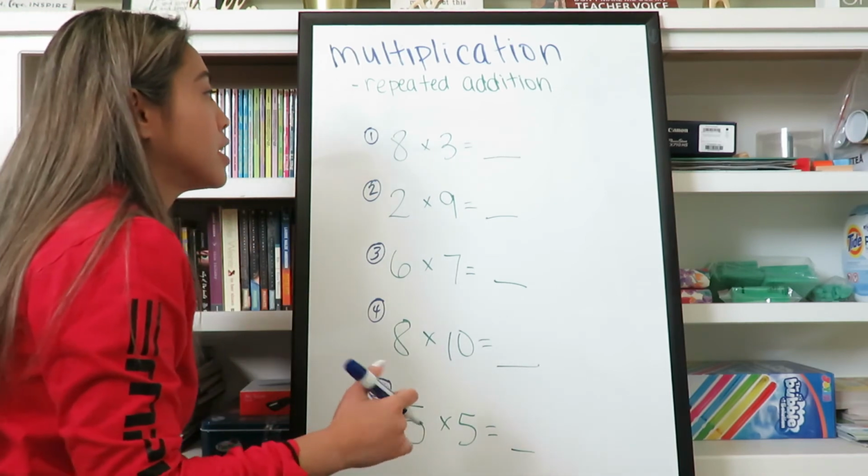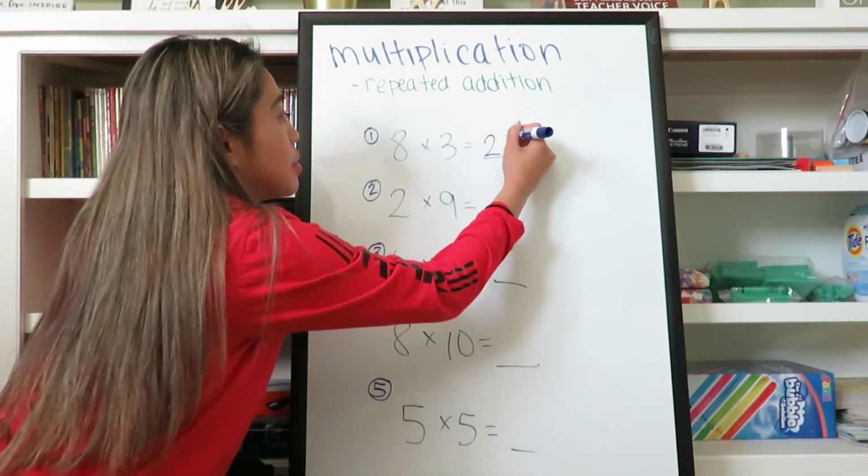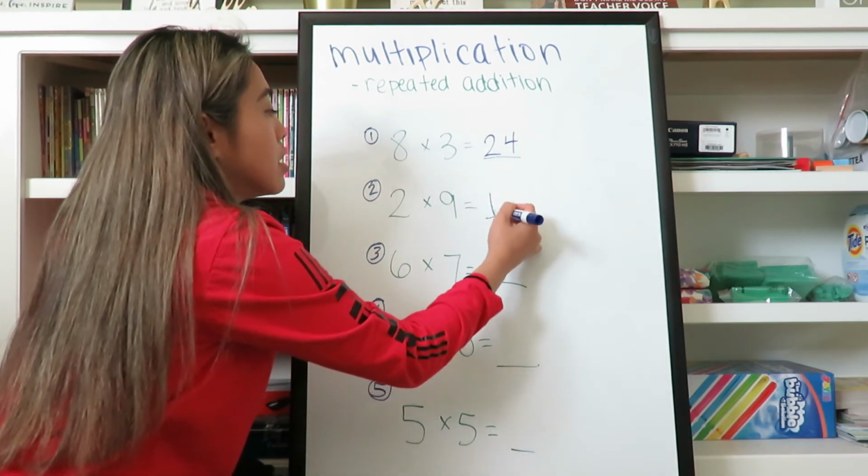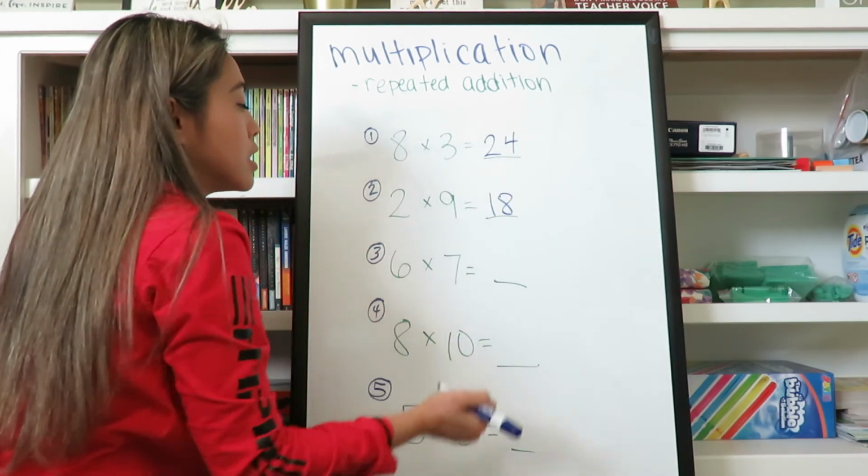All right, here are the answers for multiplication. I memorized them. So 8 times 3 is 24. 2 times 9 is 18.